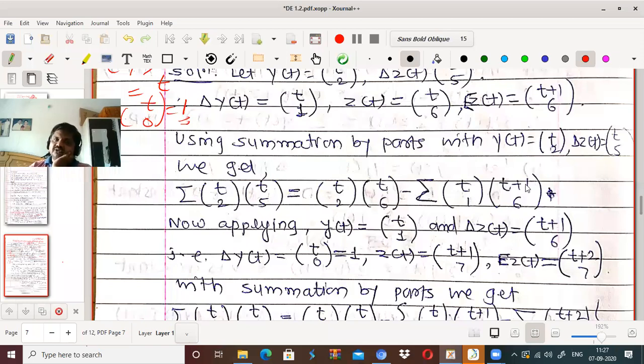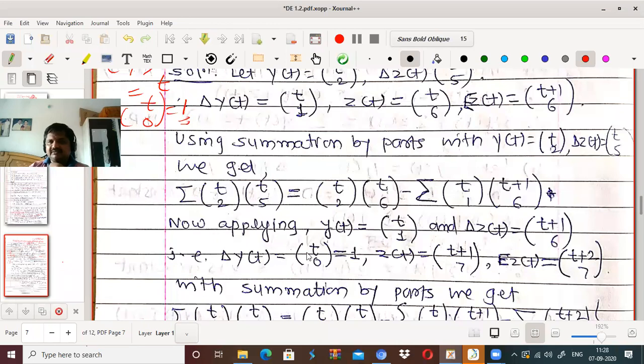Again you are getting a product of two functions here. First is tC1, second is t plus 1 C6. Again I will consider this as first function and this as second function. So now applying yt equal to tC1 and delta zt equal to t plus 1 C6, and applying summation by parts again, what will you obtain?